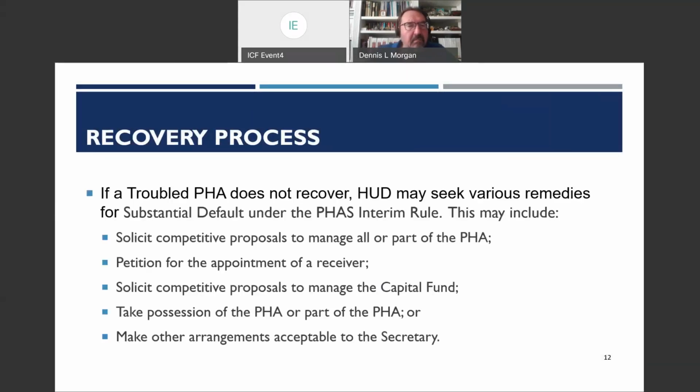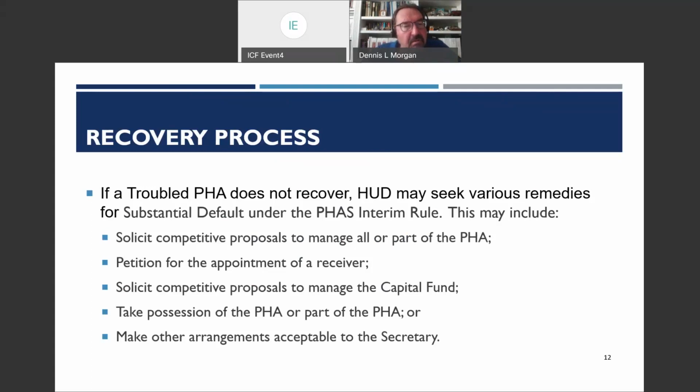In terms of that recovery process, if you get labeled troubled, and the agency is unfocused and does not recover, HUD has additional remedies as well. Now, these are not the first line that they normally would take, but what you're saying is that you're in substantial default, not only of your FASS score, but also of your ACC, or your annual contributions contract. And as a part of that, they can also solicit proposals for someone else to manage all or part of the PHA. It could be another PHA coming in. It might be an independent source. It might even be a private contractor as well.